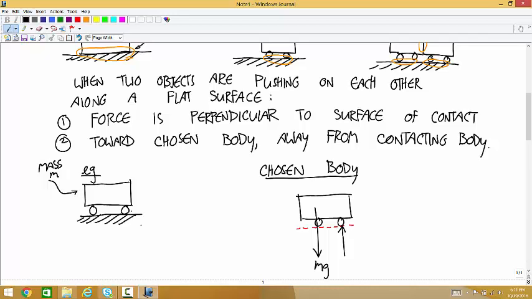And you can call that whatever you want. It's often called N for normal force. Normal means perpendicular, so it's called normal force because it's perpendicular to the surface.